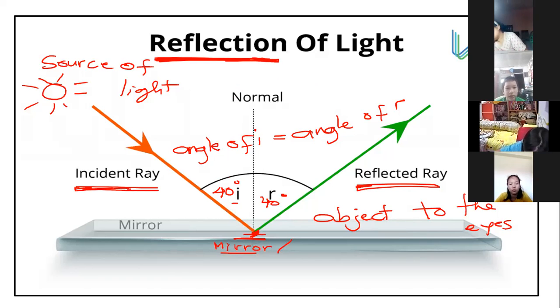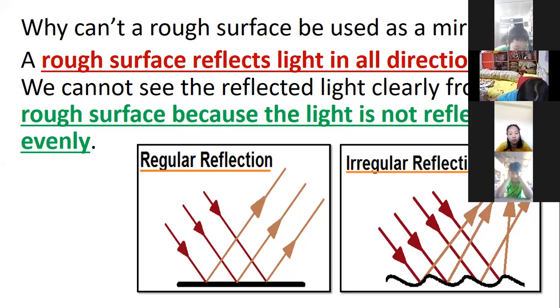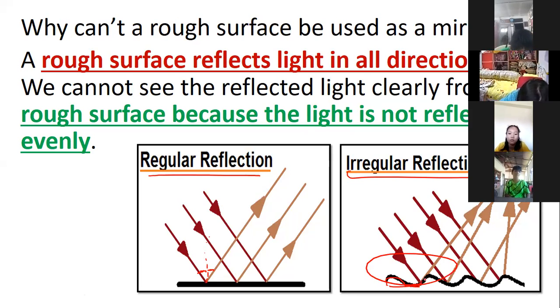So let's proceed now. I explained this one last Monday, the regular reflection. If you can see that there is an imaginary line here, that is the normal line. The angle of incidence and the angle of reflection are equal. But look at this one here, irregular. Why irregular? Because the object is rough. This one is smooth, shiny.